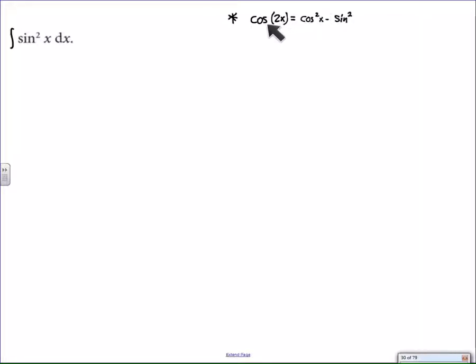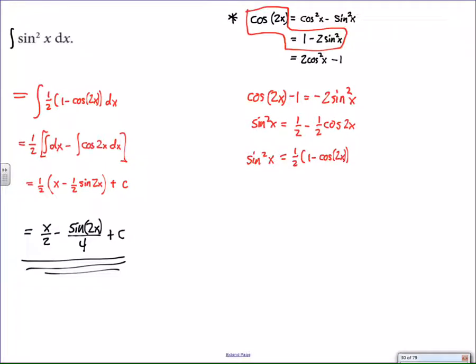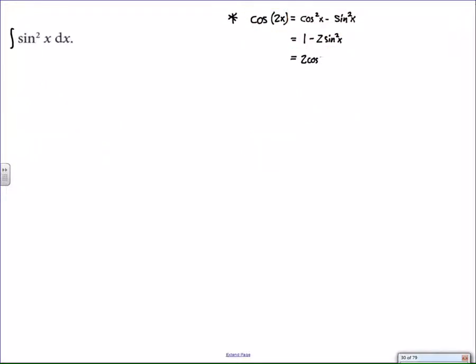It comes from our double angle identity, which says the cosine of 2x is equal to the cosine squared of x minus the sine squared of x, which is great because that means when we have the sine squared of x, we could write it in terms of the cosine of 2x without any powers. Of course, the cosine squared of x can be written as 1 minus the sine squared of x. So if we have 1 minus the sine squared of x minus the sine squared of x, we get 1 minus 2 sine squared of x, and that's another form of the cosine of 2x.